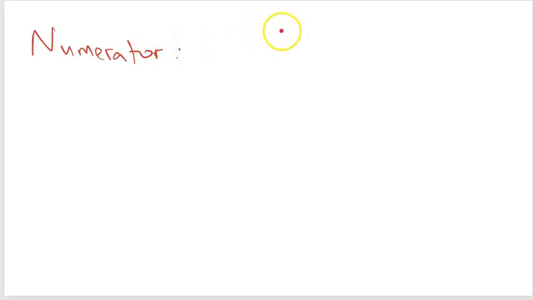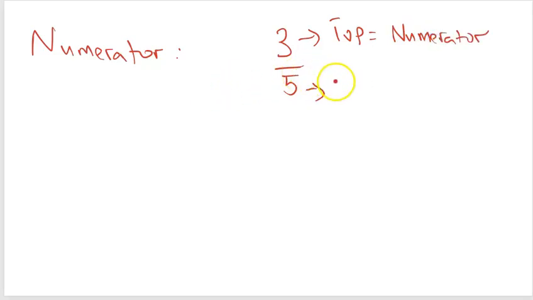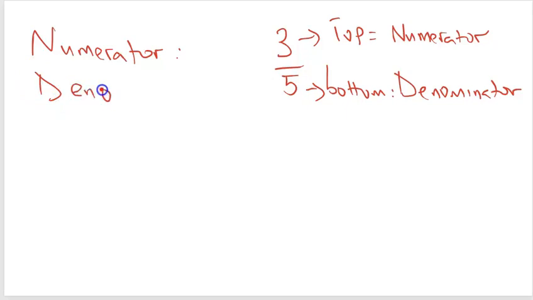If, for example, you have a fraction, say 3 out of 5, the number on top is what we call the numerator. The number at the bottom is what we normally call the denominator. Okay, so those are the differences between the two terms, numerator and denominator.